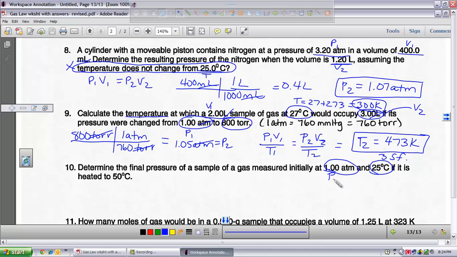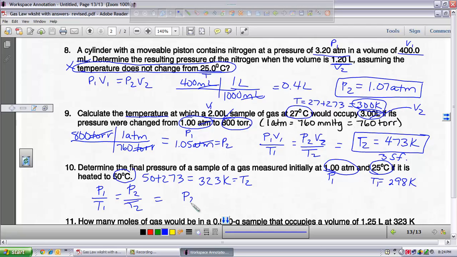All right, let's look at this one. There's a pressure and there's a temperature. So we have a pressure and a temperature, but our temperature needs to be converted. 25 plus 273 is 298 Kelvin. And we have a new temperature. 50 plus 273 is 323 Kelvin. So we have a first pressure, first temperature, and then a second temperature. So we're looking at P's and T's. So our formula, P1 over T1 equals P2 over T2. Okay, so we're looking for the final pressure, P2. If you plug everything in, you get 1.1 atmospheres.